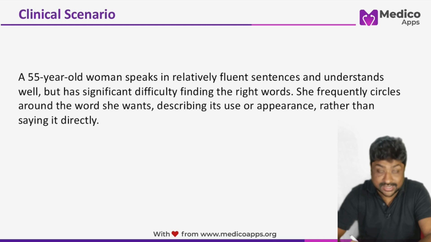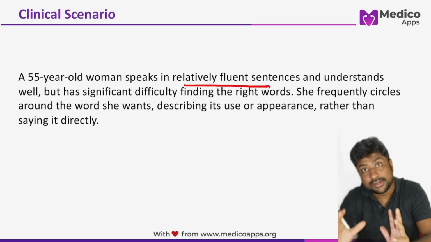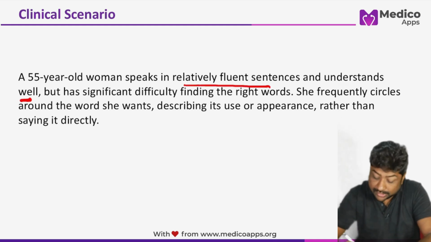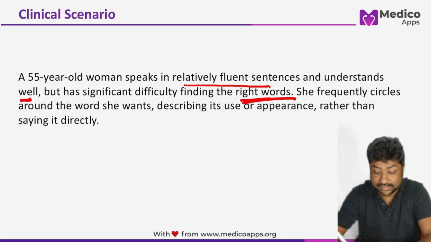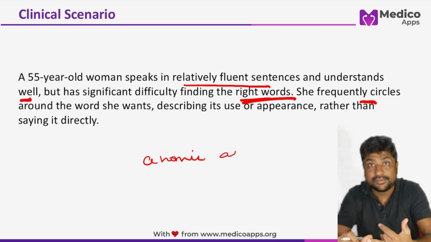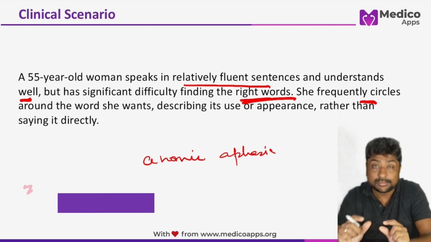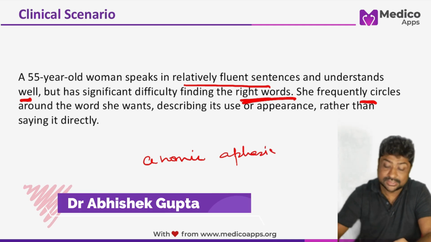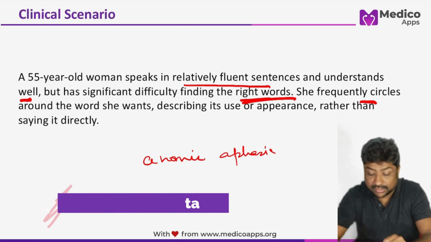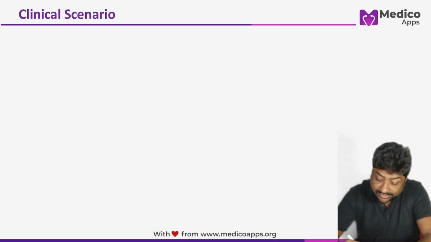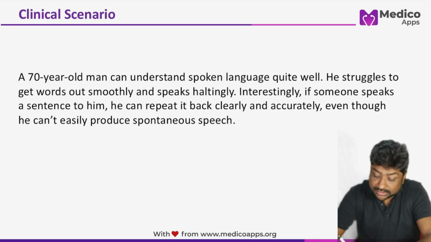A 55-year-old woman speaks relatively fluent sentences and understands well. So her fluency is normal, her understanding is normal, but she has significant difficulty finding the right words. She frequently circles around the word. So, a clear-cut example of anomic aphasia. Fluent in understanding, fluent in speaking, but not able to find the correct words. That is called anomic aphasia. Let's look at another clinical scenario.